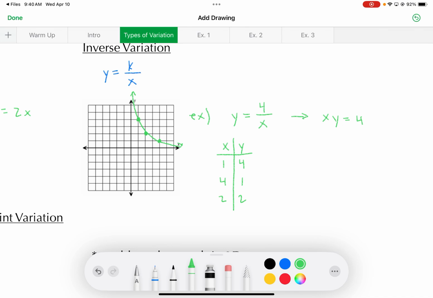What we haven't considered is that there's pairs of negative values that multiply to 4 as well. So I could take that table that I already created and I could change all the coordinates to being negative. (-1, -4). If I multiply those together, I still get +4, right? Or (-4, -1). Or (-2, -2).